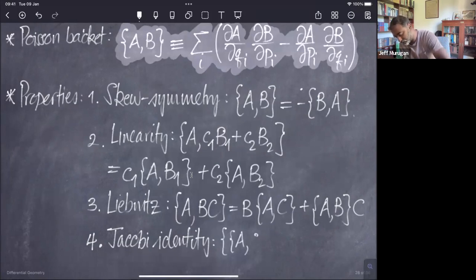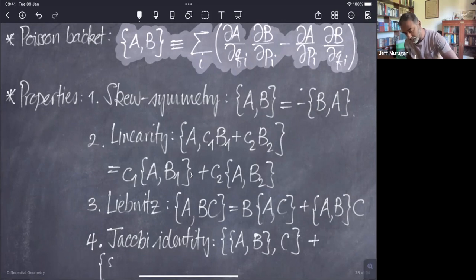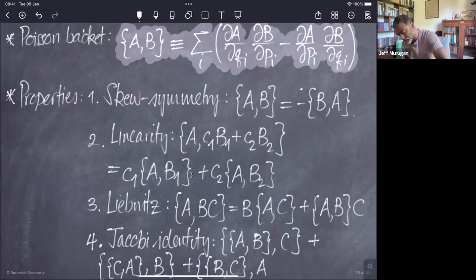the Poisson bracket of the Poisson bracket between A and B and C, like such, plus cyclic permutations, in other words, C, A, B, plus B, C, A, vanishes. Right, so that's the Jacobi identity.